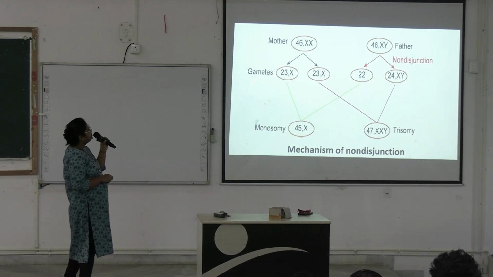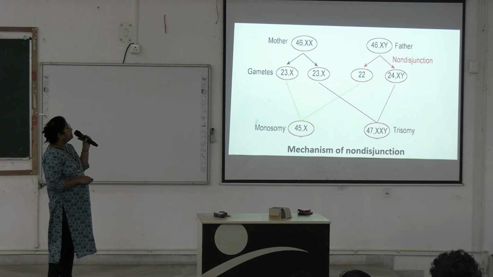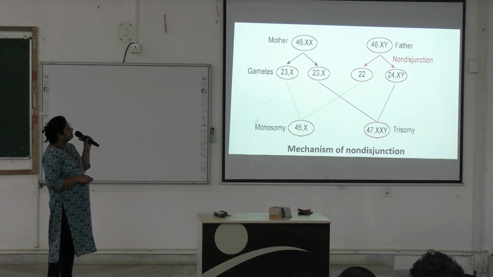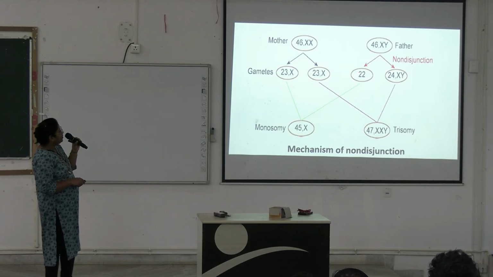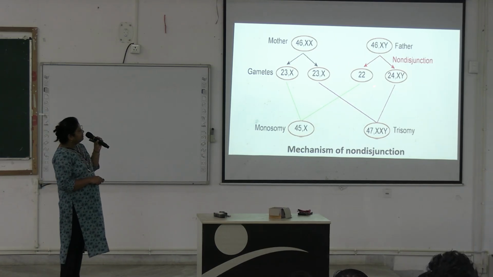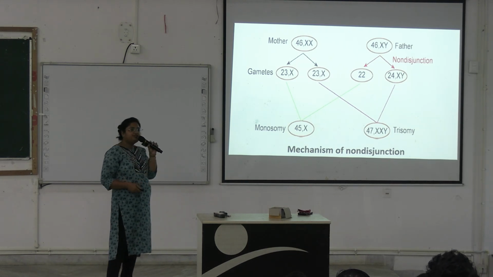Next, see here, this is from the mother. Cell division is occurring, meiosis division will lead to ovums of 23X. And in the father, non-disjunction has occurred. So one gamete is having 22 chromosomes, another 24 chromosomes with XY both. If it is joining with the ovum, it will lead to monosomy 45X, leading to Turner syndrome. And if this 24XY is joining with this 23X, it will lead to trisomy 47XXY, Klinefelter syndrome. Okay, so this is the mechanism of non-disjunction.